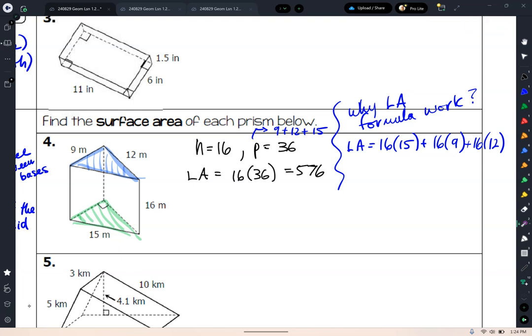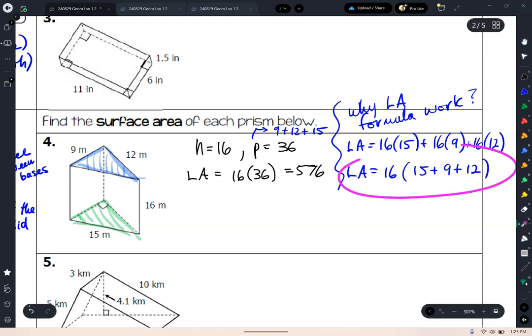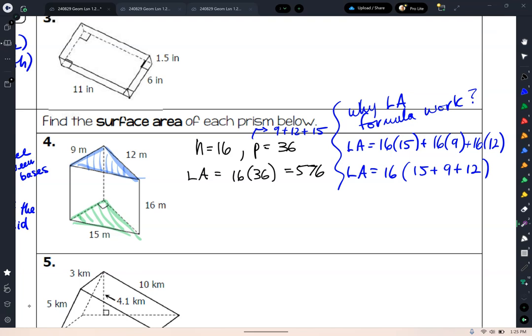So I'm going to do a little factoring here, a little Algebra 1 factoring. And I'm going to pull out a 16 from each one of those terms, right? So I'm going to do lateral area is equal to 16 times 15 plus 9 plus 12. Like I'm undistributing, right? Like if I gave you this math problem right here and I said, hey, distribute it, you'd go 16 times 15, 16 times 9, and so on, right? Okay, so I'm just undistributing. I'm just going the other direction, right? But what do these 3 numbers added together represent for us in our problem?